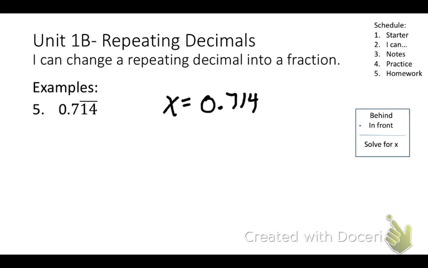0.714. When I rewrite it, I have to be very careful that my repeat bar only goes over the 1 and the 4. It does not include the 7. That's really important as we start step 2. Step 2 is I move my decimal to behind the repeat bar.